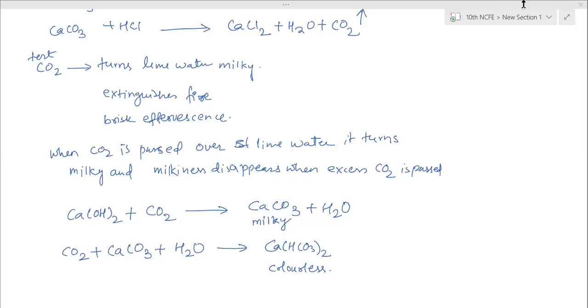Ma'am, sodium aluminate is in which state? Solid state. Sodium aluminate and sodium zincate, both are solid.